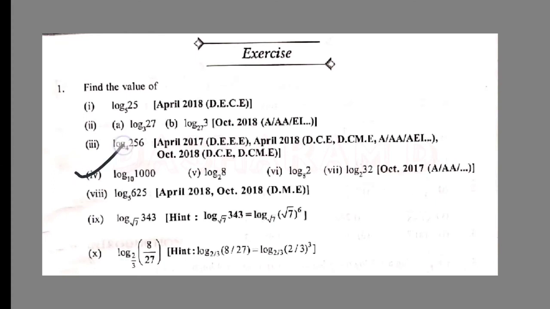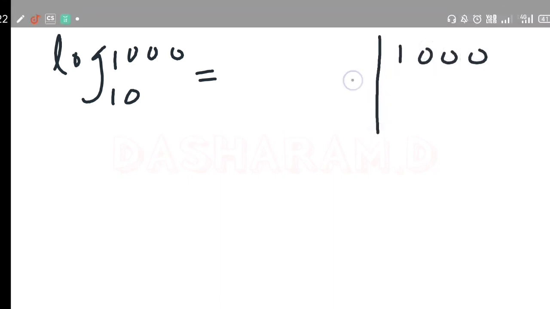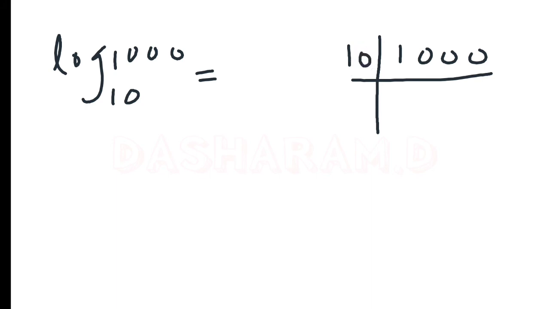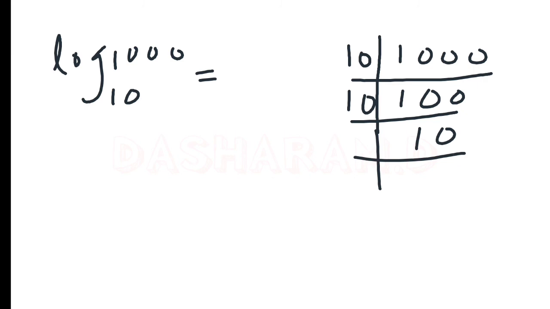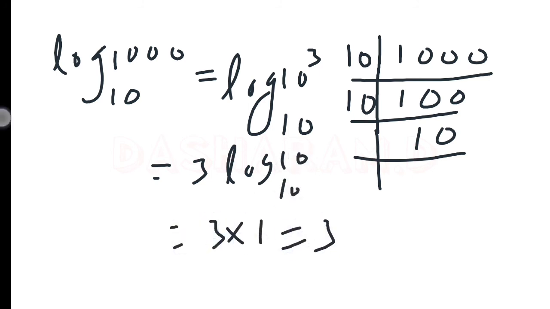Next, the fourth question: log 1000 base 10. Here 1000 base 10 is given, so you should try to do the factorization only in the 10 table. 10 ones are 10 and next 2 zeros, again 10 ones are 10, next 0. So finally log 1000 can be written as 10 cube. Here the base is 10. So 3 into log 10 base 10, so 3 into 1 equals 3.